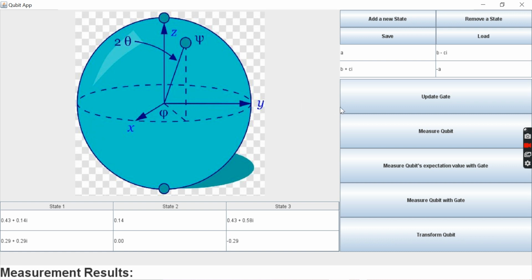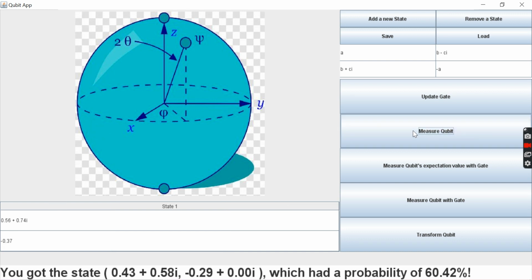single state. Now, I'm in a superposition of states, and that means that I'm in none of these states until I measure it. When I measure it, my wave function or my particle will collapse into one of these states with a probability dependent on the magnitude of the state. So if I measure my qubit, it collapsed into this state, which I had a 60% chance of getting.